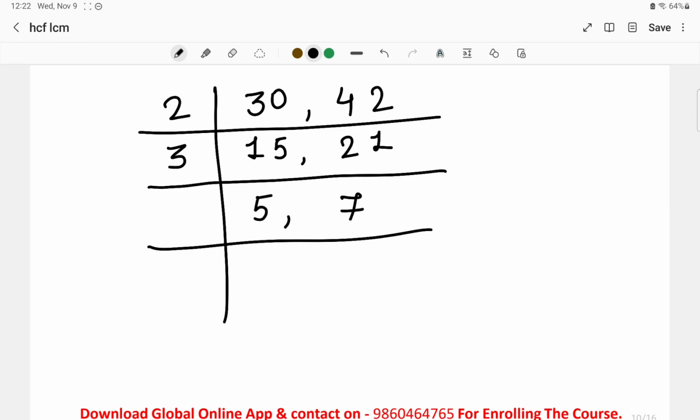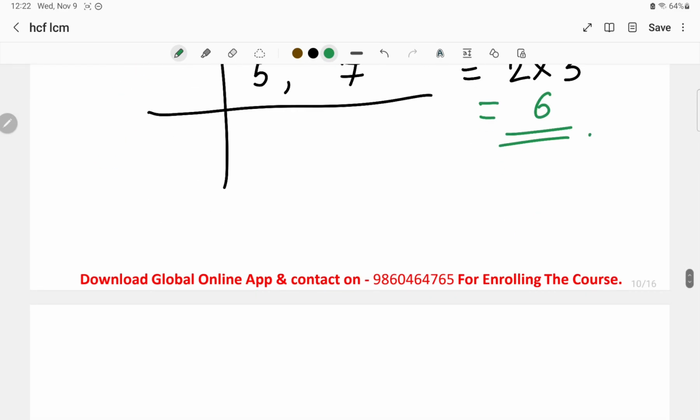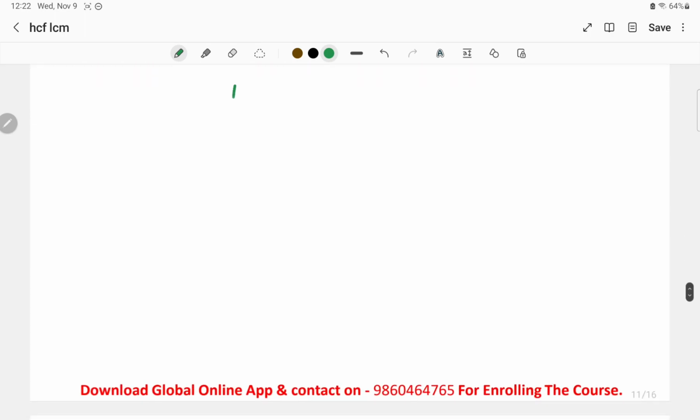So basically here the HCF will be again 2 into 3, that is, of both these numbers, that is 6. So this is how we calculate. Now one more example, let us see one more example.